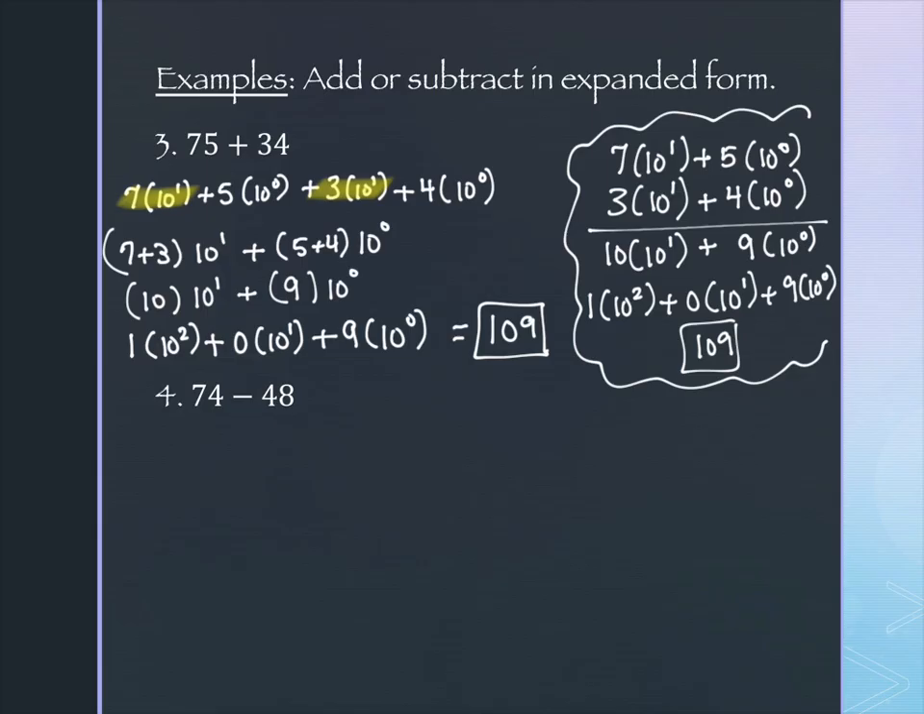Okay, so there's addition. So let's take a look at what happens with subtraction. We will just do the vertical method now because that's the one that's the most conducive for what our version is going to look like inside of my math lab. So we're going to write again, this is 7 times 10 to the first plus 4 times 10 to the 0. And then I have 48. Well, this is 4 times 10 to the first and 8 times 10 to the 0.